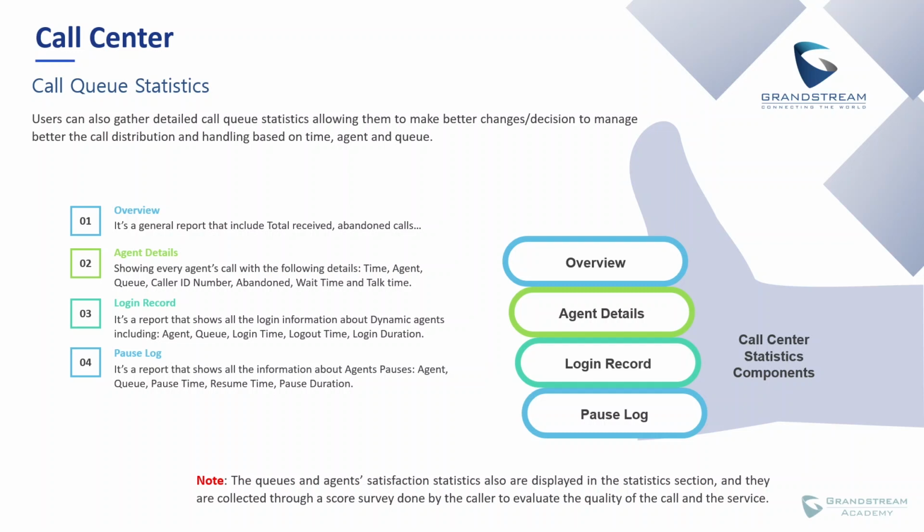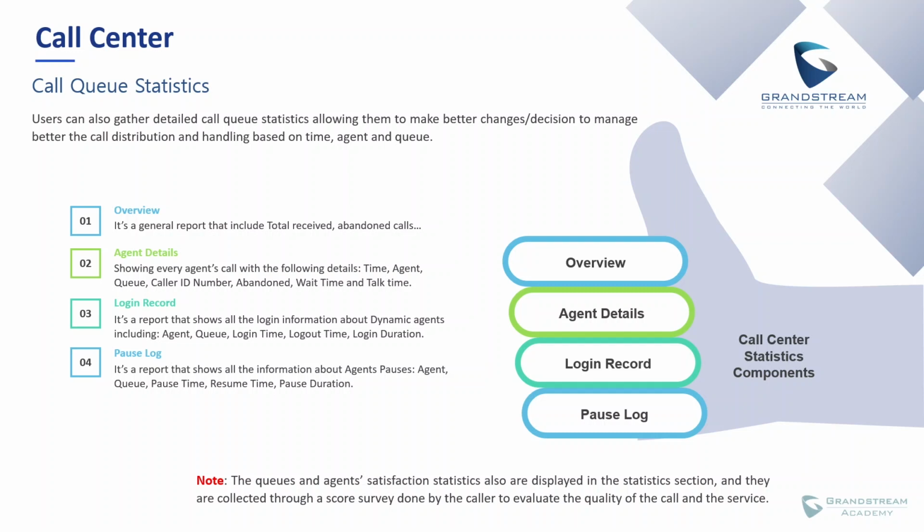Pause log is a report that shows the times of agent pauses and unpauses and calculates the amount of time that agents are paused. If an agent is a part of several queues, an entry will be created for each queue. An entry will only be created after an agent unpauses.